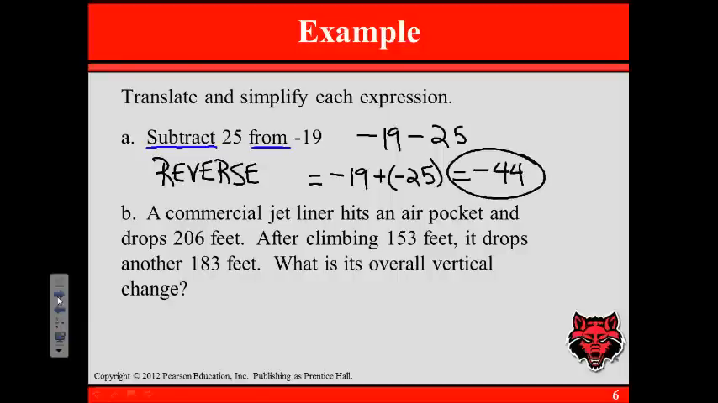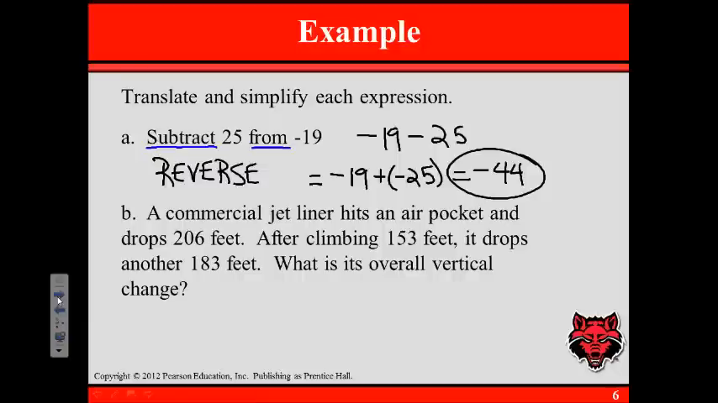Let's try to translate part B. A commercial jetliner hits an air pocket and drops 206 feet. After climbing 153 feet, it drops another 183 feet. What is its overall vertical change?